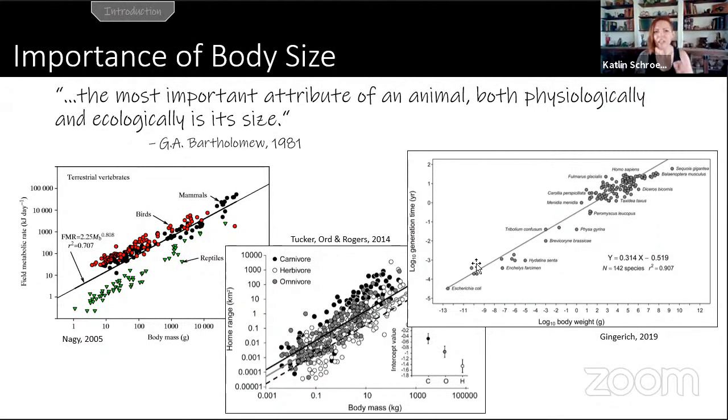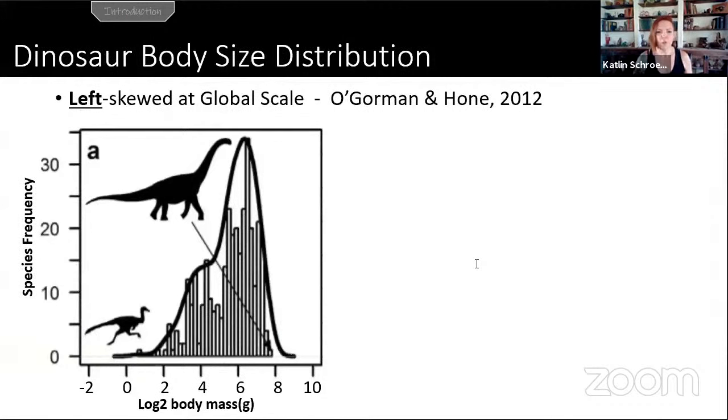So what exactly do we know about dinosaur body size? Well, in 2012, O'Gorman and Hone did a really great job looking at a global sampling of dinosaurs. So this is not all of the dinosaurs, but a solid representation of dinosaurs from all across the world, not really picking any specific place, just everywhere, right?